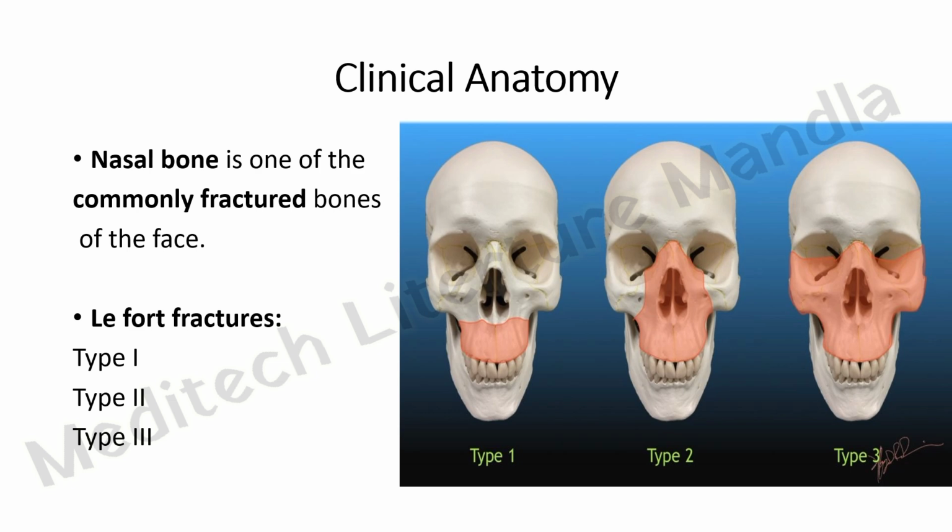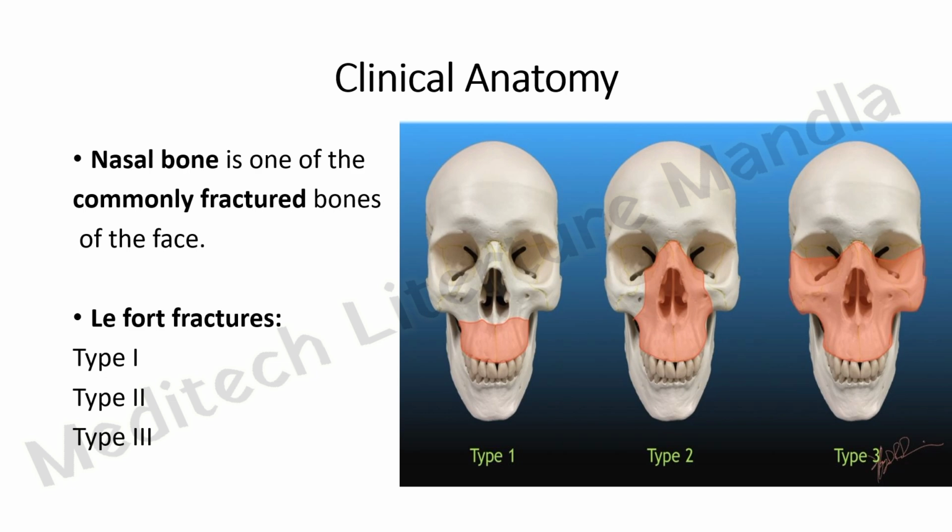Coming to the last part, that is the clinical anatomy. In this, one thing is that the nasal bone is one of the most commonly fractured bones of the face. It is the bone that gets most commonly fractured. That bone is nasal bone. Second are Le Fort fractures. Le Fort fractures are actually mid-face fractures. These are bilateral. These are of three types, as you can see in the image. Le Fort type 1, Le Fort type 2, and Le Fort type 3.